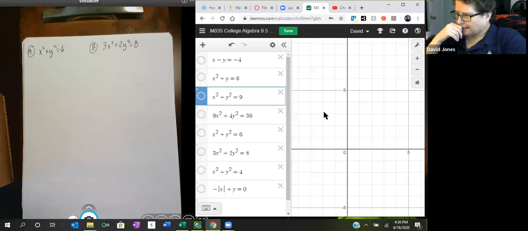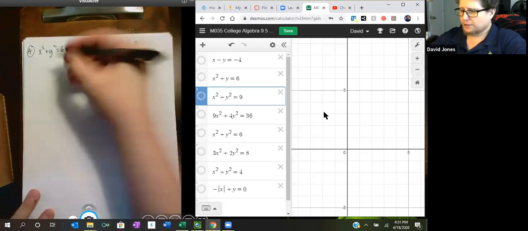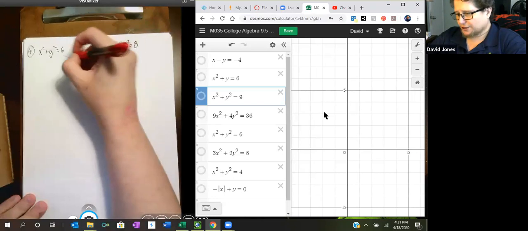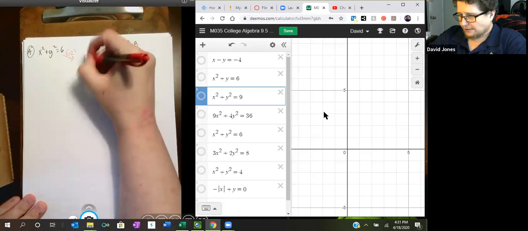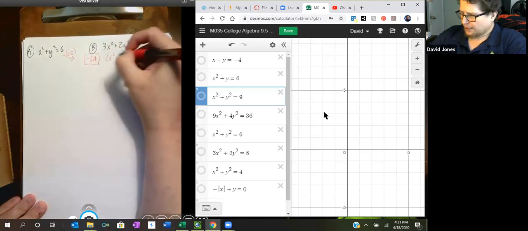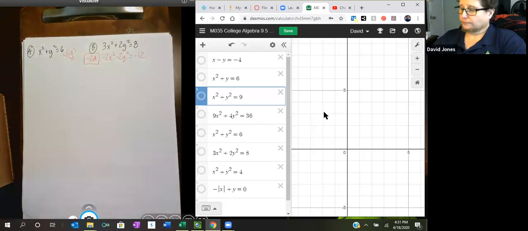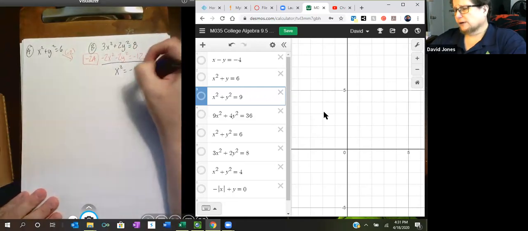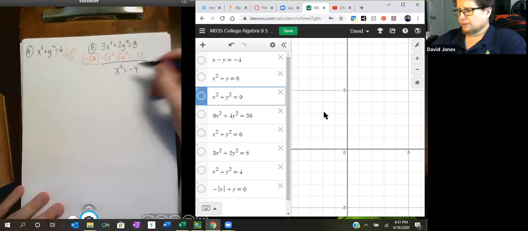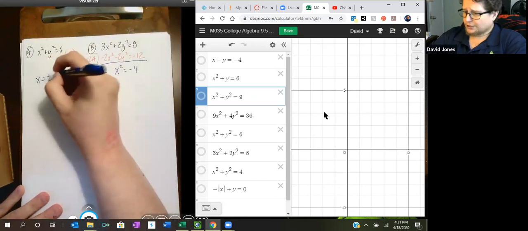Let's see. I want to get rid of coefficients. I want to eliminate a variable. What I'm going to do is take this and multiply it by -2. So this is -2A right here. I get -2x squared minus 2y squared equals -12. I get x squared equals -4. And when I take the square root of both sides, I get x equals plus or minus 2i.